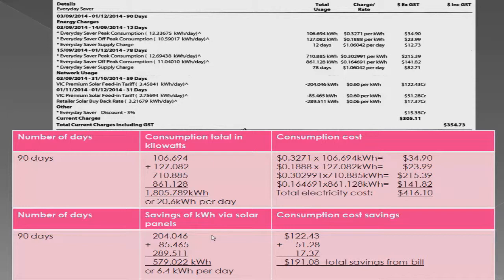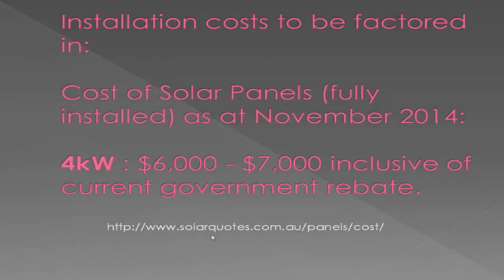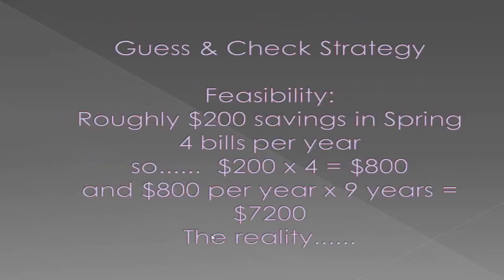The table below shows the corresponding savings to the environment in the kilowatt hours produced and the savings to the household budget in terms of the consumption cost savings. When installation costs are factored in, it becomes evident the cost effectiveness of installing solar panels can be questioned, at least in the short term. Using a guess and check strategy, we can determine the feasibility of our solution to install solar panels from a financial and environmental point of view.